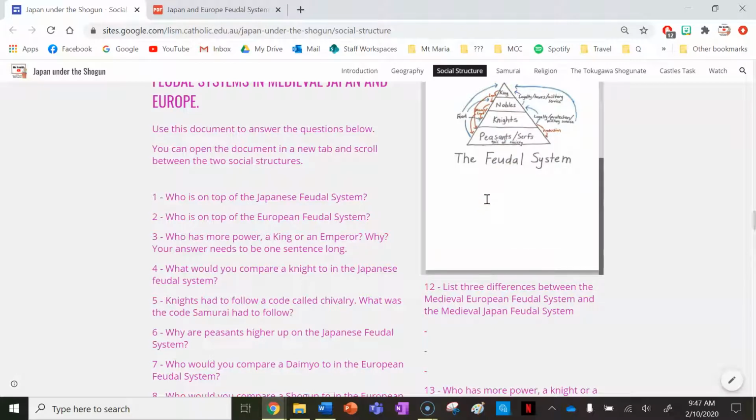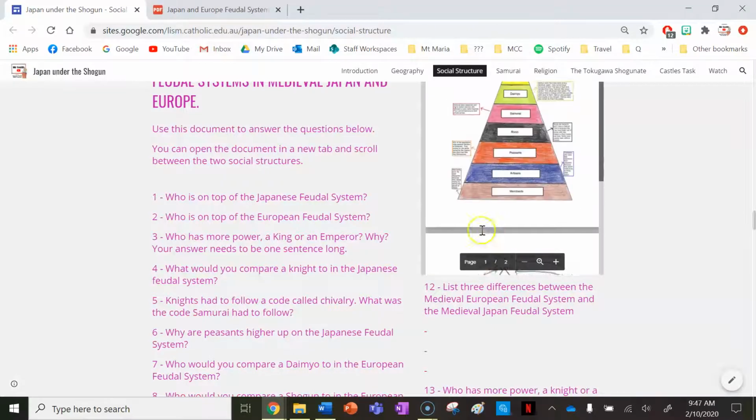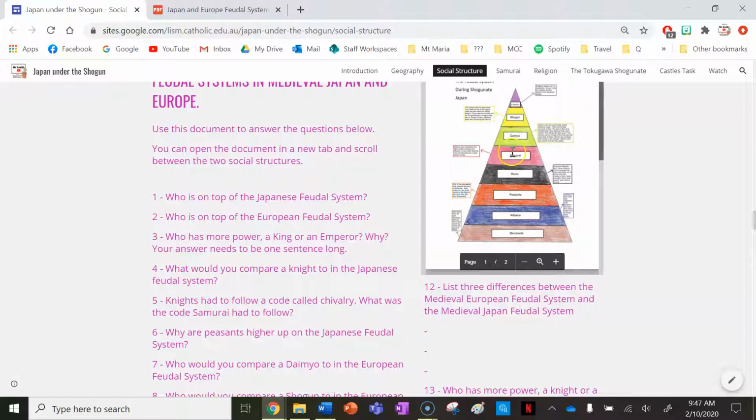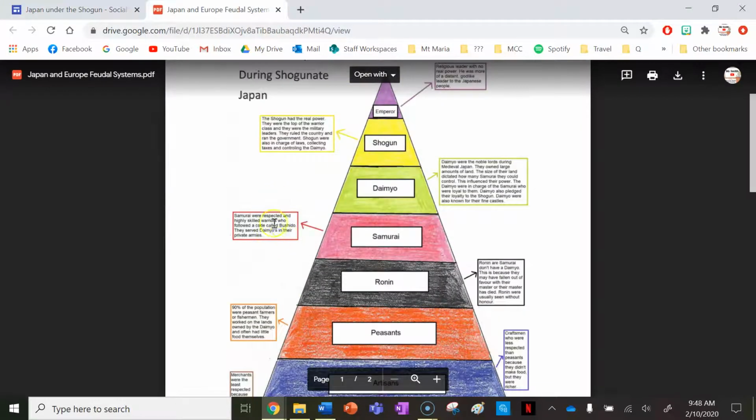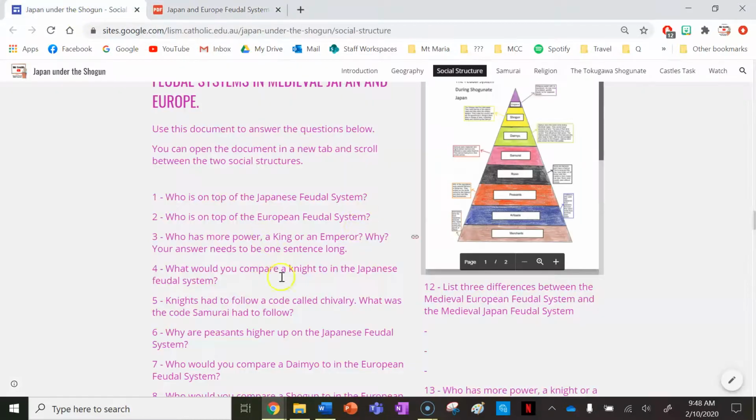What would you compare a knight to in the Japanese feudal system? That's easy. Knights were very similar to samurai if we were comparing these feudal systems. Knights had to follow a code called chivalry. What was the code that the samurai had to follow? We can see in this very tiny description here. It's a bit bigger if we go into here. It's a code called Bushido. So Bushido is your answer to number 5.